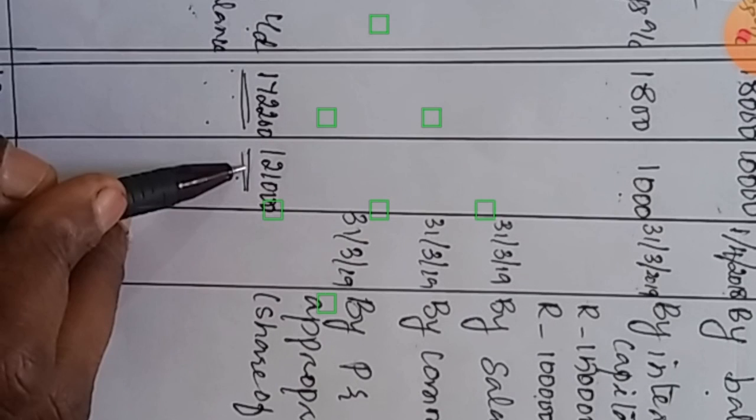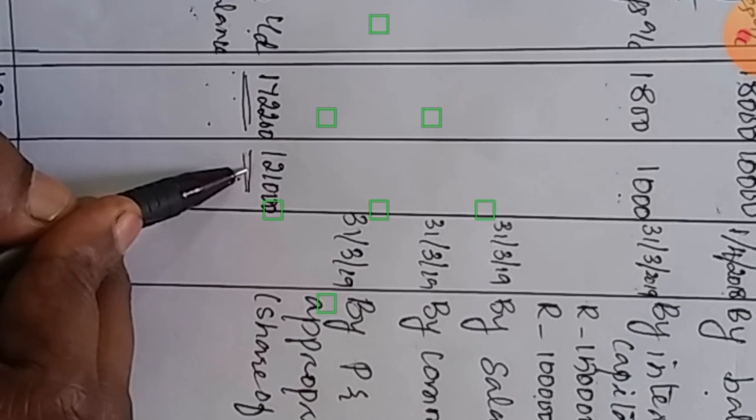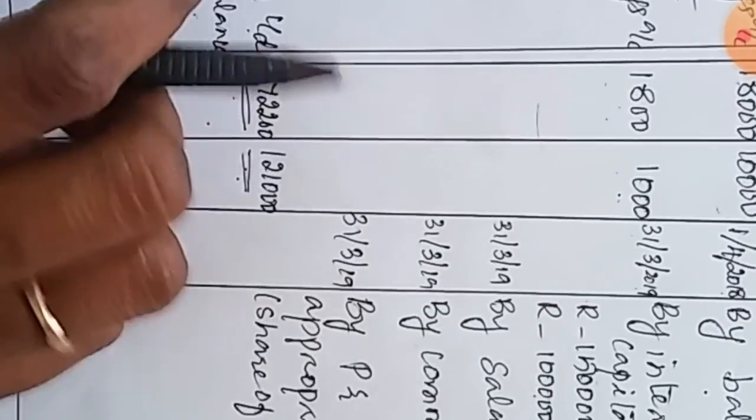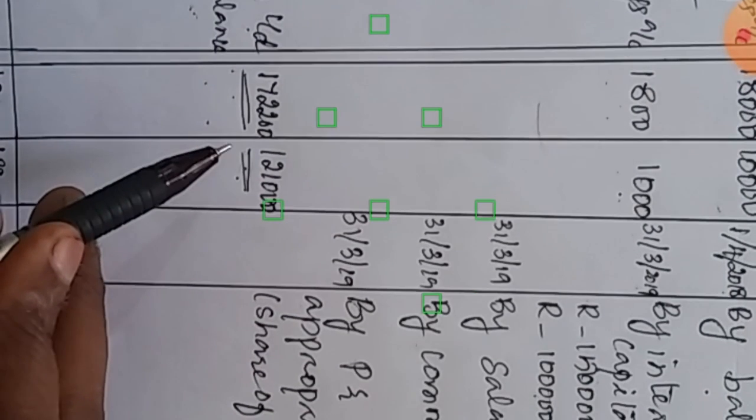It changes. Why does it change? Because all these adjustments we have entered in this partners' capital account. So under the fluctuating capital method, due to this reason, the capital of the partners gets changed.